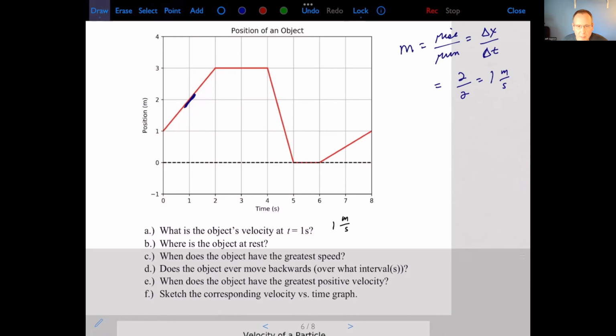Okay, where's the object at rest? Well, it's going to be at rest where the velocity is 0, right? And how do we know the velocity is 0 if we have a position versus time graph? That means the slope must be 0. So wherever the position versus time graph is flat, where its slope is 0, that must be where the object's at rest. So it looks like from 2 to 4 seconds, it's at rest, and 5 to 6 seconds.